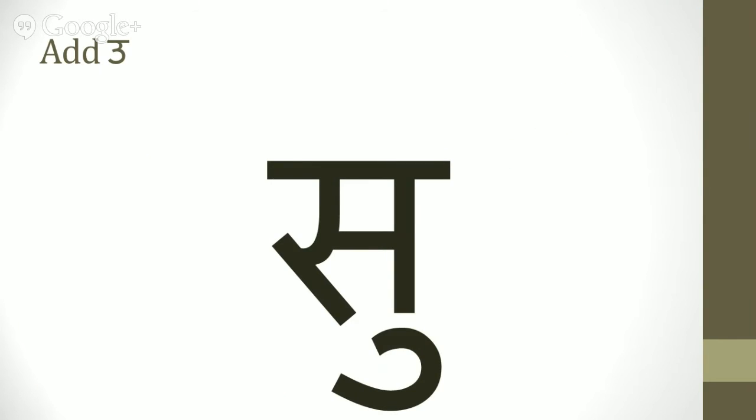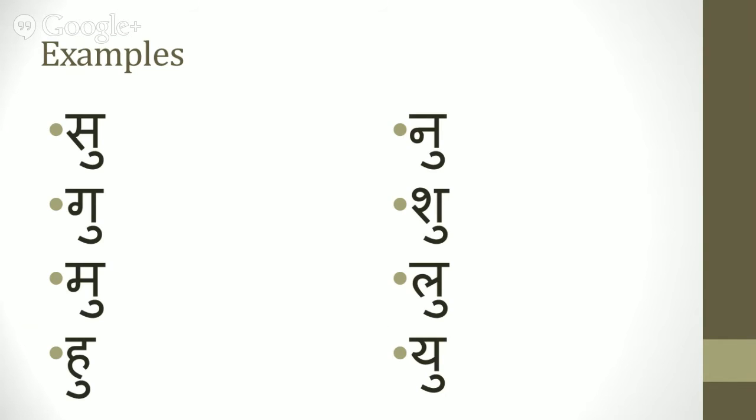So here is the consonant that corresponds with English S, and we've gotten rid of a. Instead, we have the matra for u. So this is su. Very good, su. So here are some examples. Number one, su. Number two, gu. Number three, mu. Number four, hu. Number five, nu. Number six, shu. Number seven, lu. Number eight, yu.